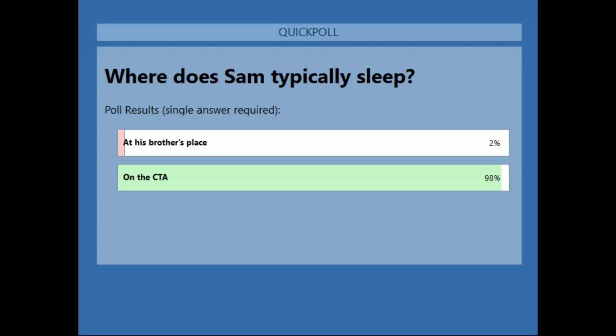The majority of people said that they stay on the CTA, and that is 100% right. Sam typically sleeps on the CTA. Even if it was 4 nights out of the week, Sam would still typically be staying on the CTA. You really just want to get to seeing where a client is staying for the majority of the week for a set amount of time.